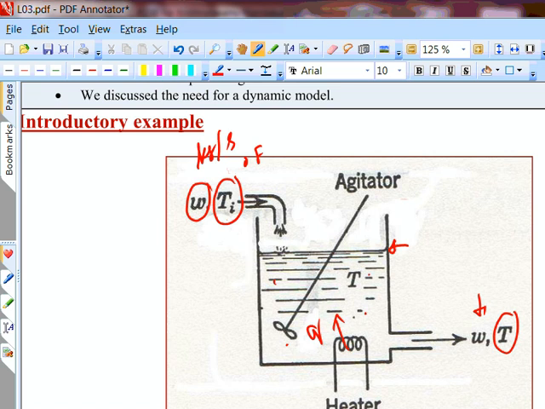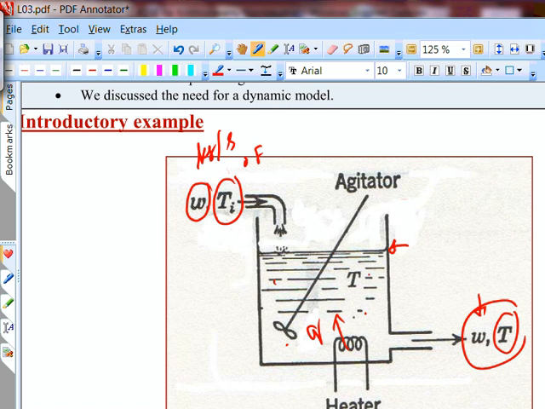What we're going to do today is get away with this mass balance, saying that the level doesn't change, inlet is equal to outlet, mass balance is always satisfied, but inlet energy is not equal to the outlet energy. It is inlet energy plus whatever we add to the heater is equal to the outlet energy.